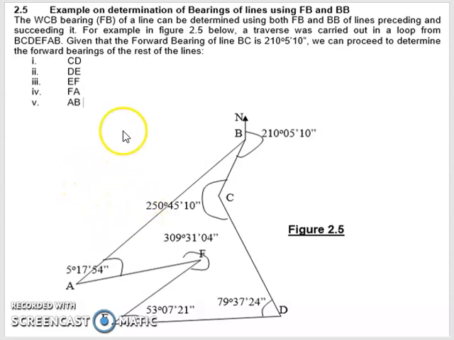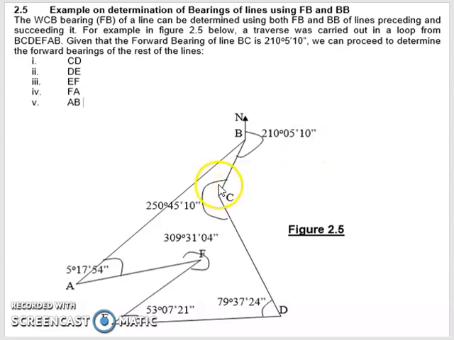Let's look at one complete example for the calculations of the angles and the bearings. In this particular example, there was a traverse that was carried out from point B to C, to D, to E, to F, to A, and then back to B. The forward bearing of the line BC was measured to be 210 degrees, 5 minutes and 10 seconds.